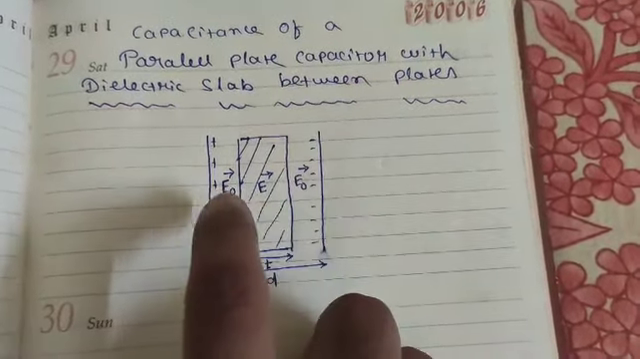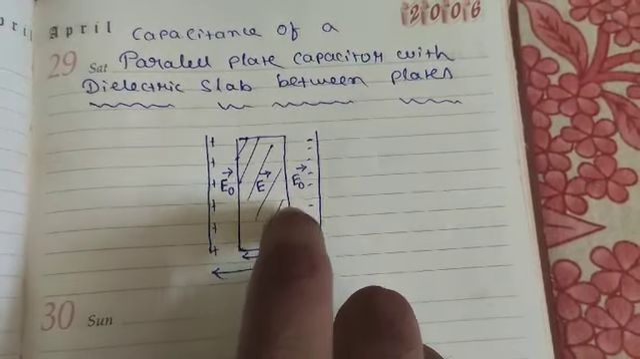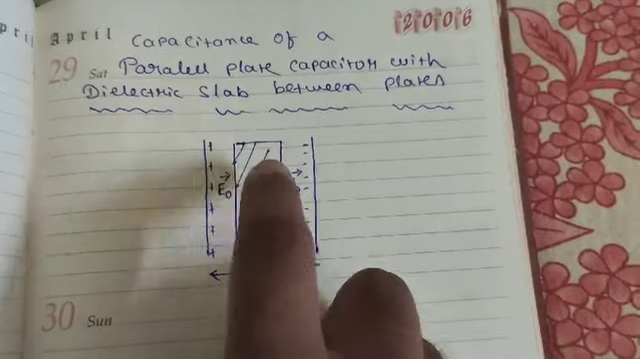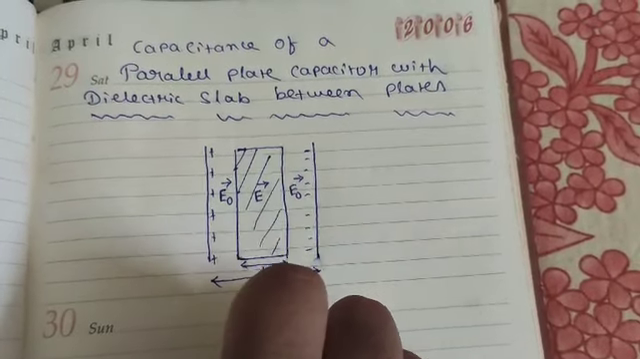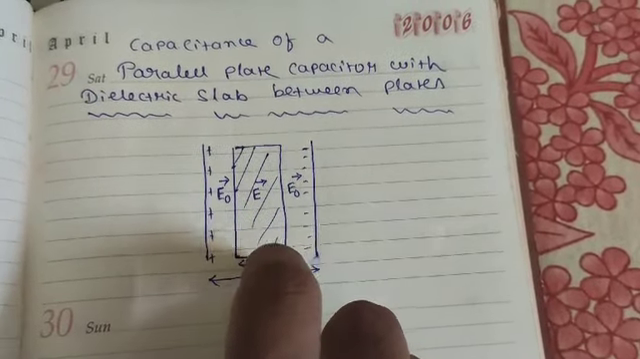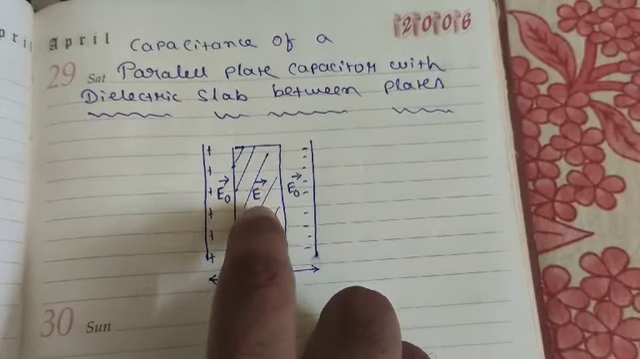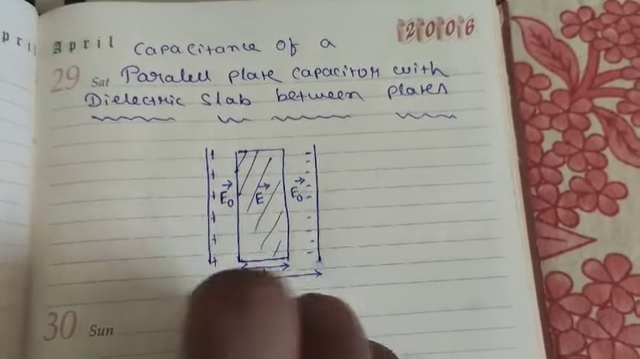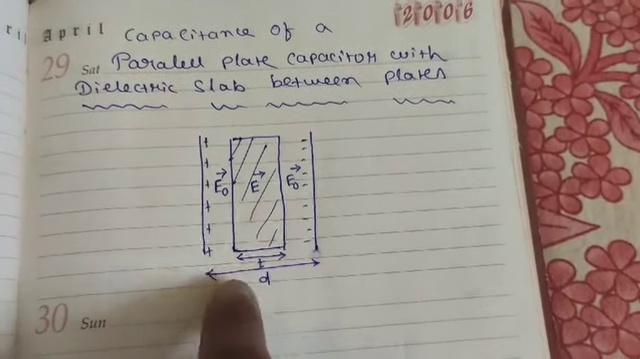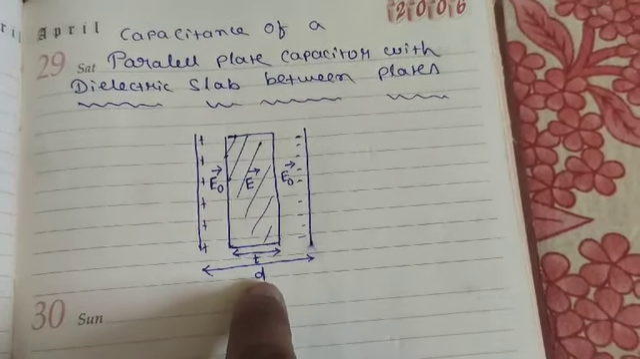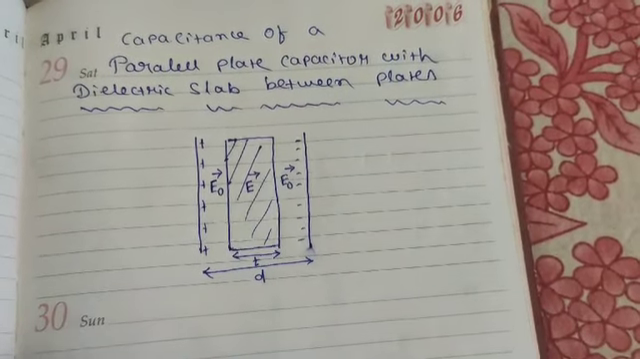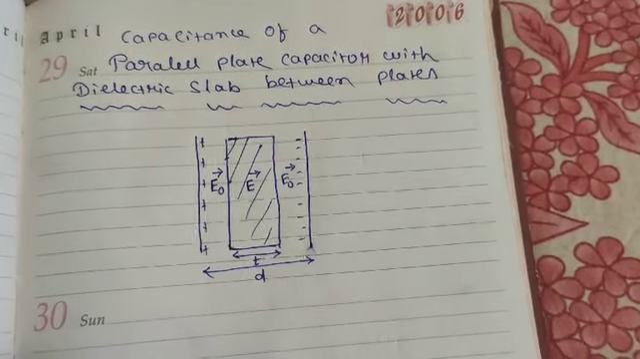And in the air the electric field, let it be E naught. On this side air is present, only in between is the dielectric slab present. Let inside the dielectric, whatever electric field is created, let it be E vector, right? And the distance between the plates is D and the thickness of the dielectric slab is T, right?